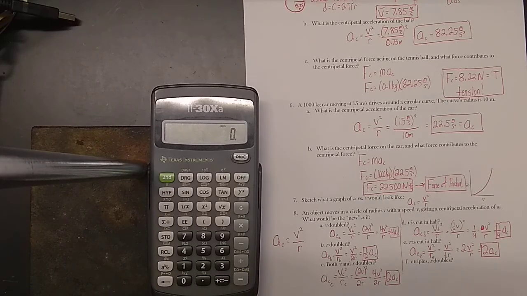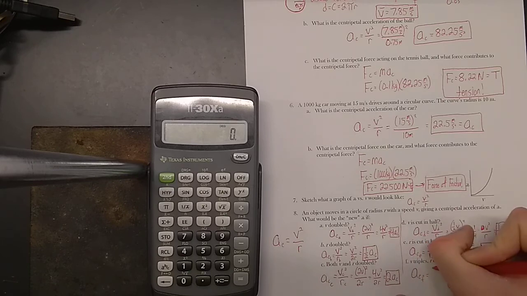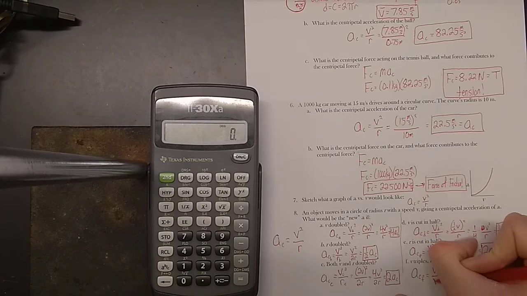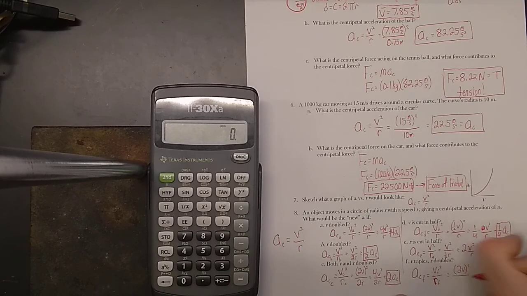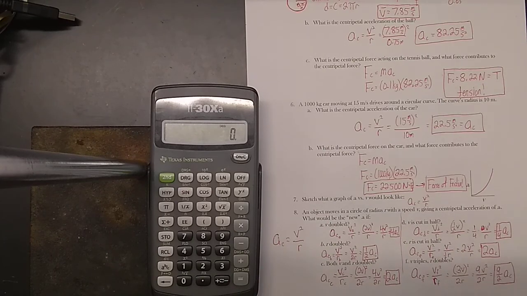And finally, we have another compound one. What if V triples and R doubles? If V triples, we're now dealing with 3 times the original V. If R doubles, we're dealing with 2R. 3V squared is going to give us 9V squared over 2R, which means AC is 9/2 of the original. In other words, it's bigger. Okay, so there's a little bit more practice with some of these questions where you have to manipulate algebra.